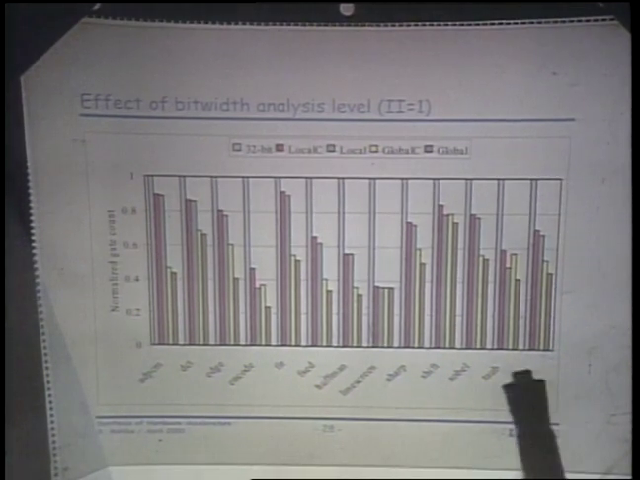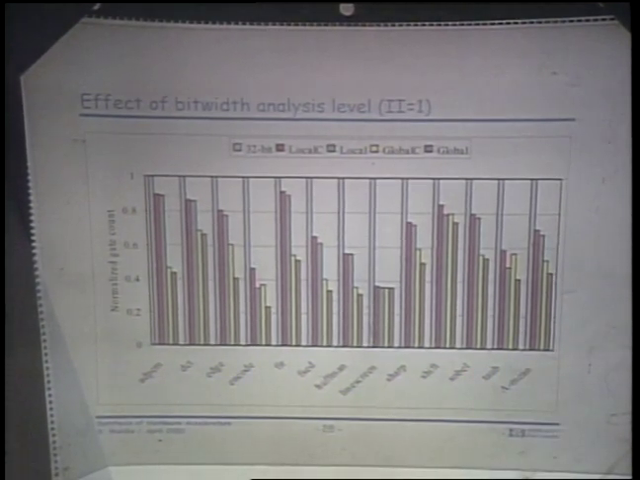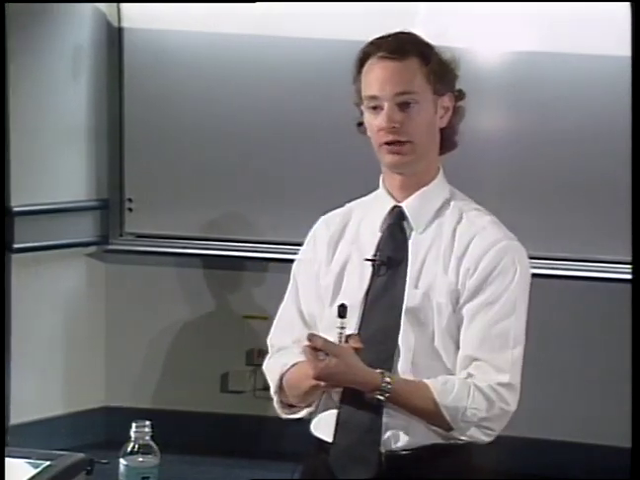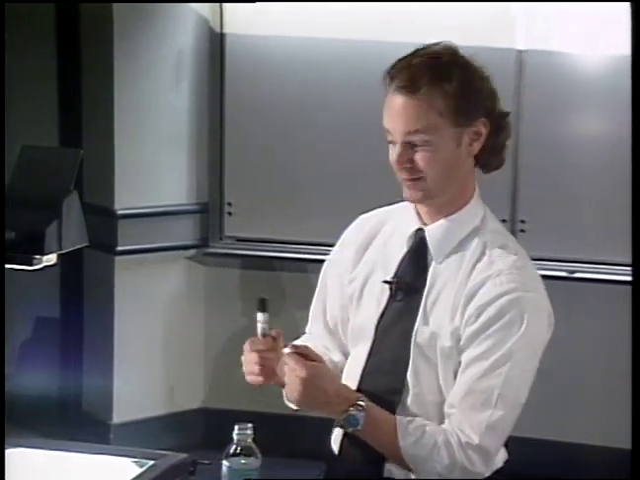Okay, so what are the various bars? The blue bar is essentially no analysis at all. It's very stupid. It says all variables are 32 bits. Even if the user said this is a char, it's still a 32-bit variable. So this is no analysis, very, very dumb. This was actually the state of our system about a year or a year and a half ago, so it's not as stupid as one may think. Let me skip the red bar for a moment.